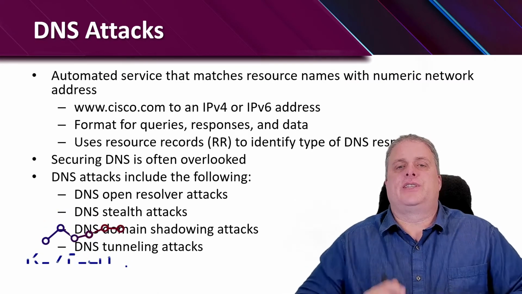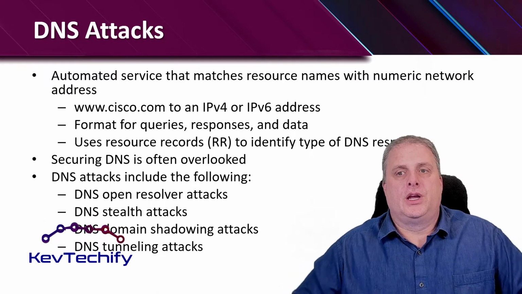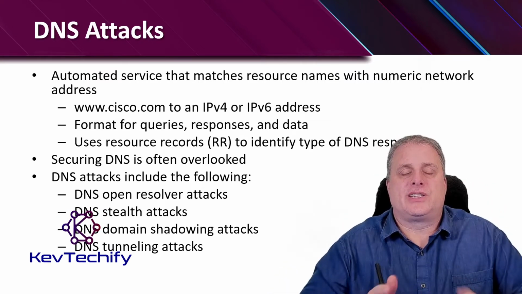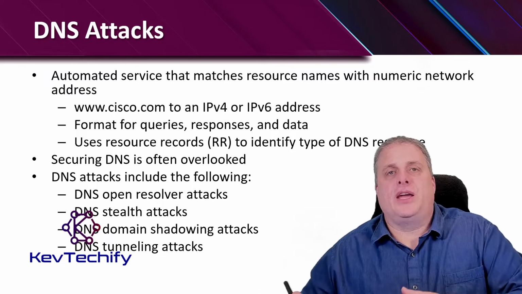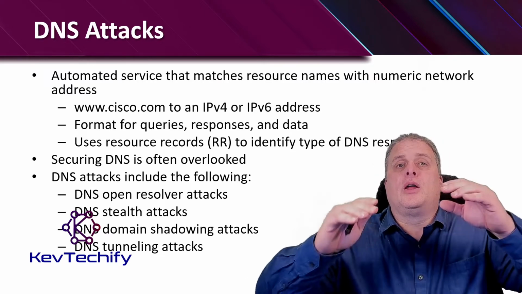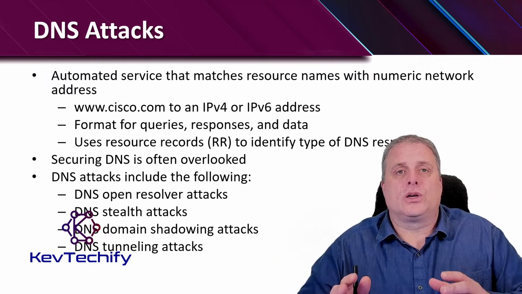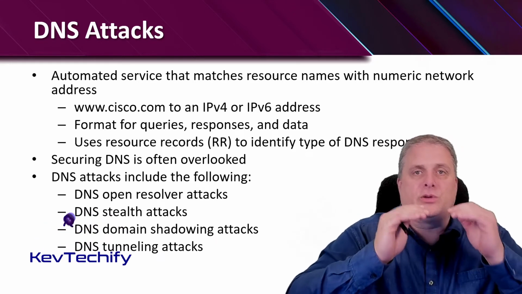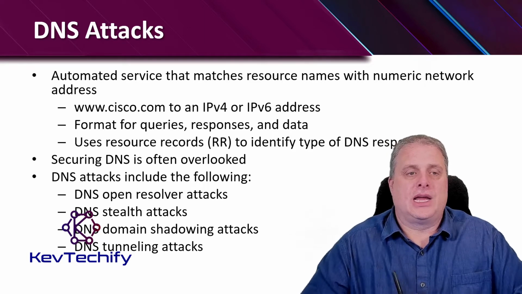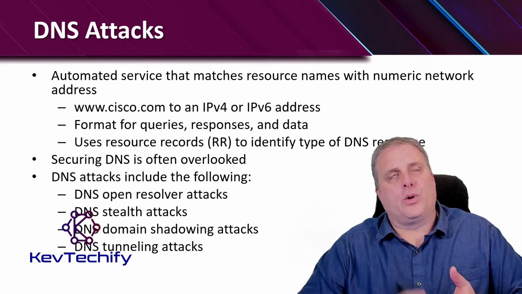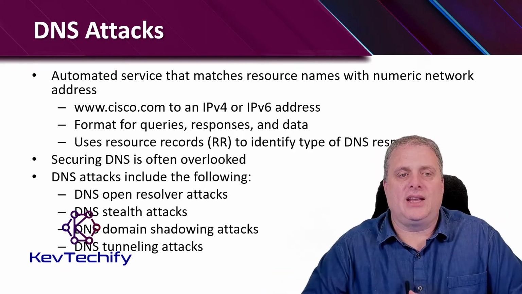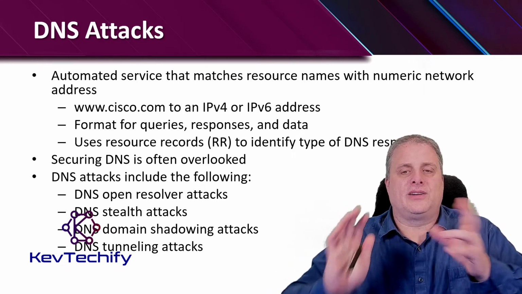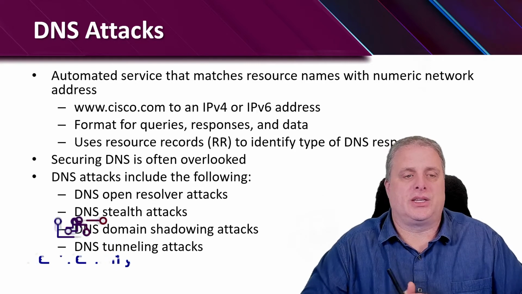DNS is that service that matches resource names to numeric addresses, taking something like www.cisco.com and matching it to an IP address. Because once again, remember, traffic routes across networks not using a domain name, but using an IP address. So we have to translate those names into IP addresses. DNS has a format for queries, responses, and sending data. They use resource records to identify different types of DNS responses.